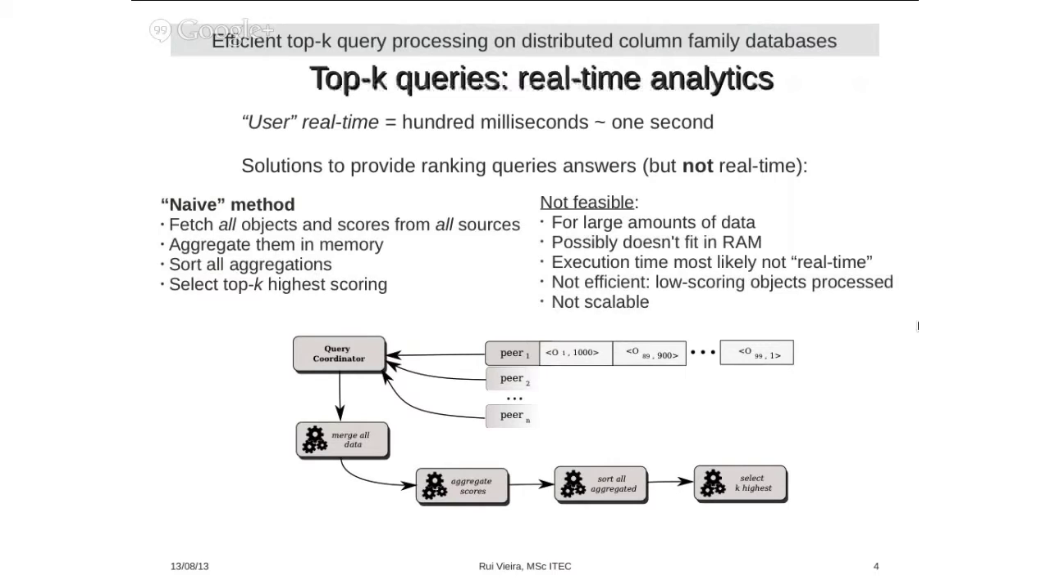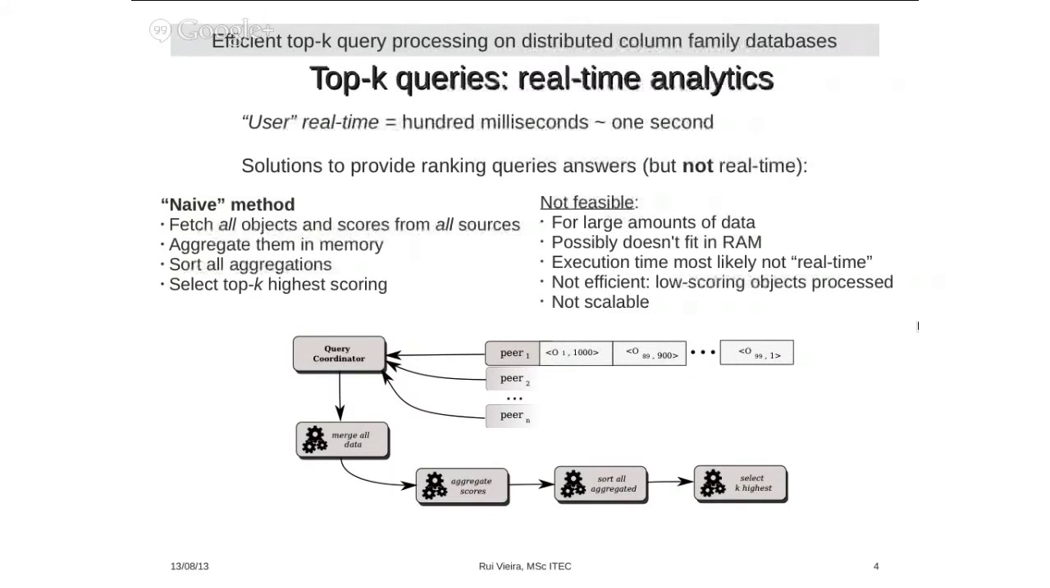And there are several solutions to tackle the top-K query problem. The most simplistic one is the naive method, in which we have data sources and a query coordinator. We take all the data from all the data sources, we merge all the data, we aggregate all the scores, we sort all the aggregate data, and then we select the top K.